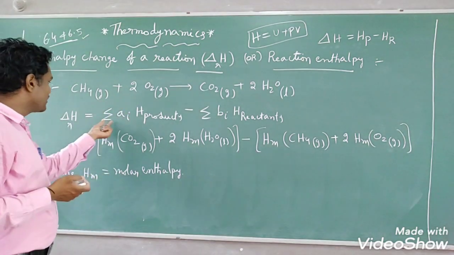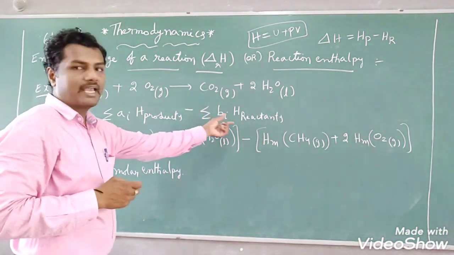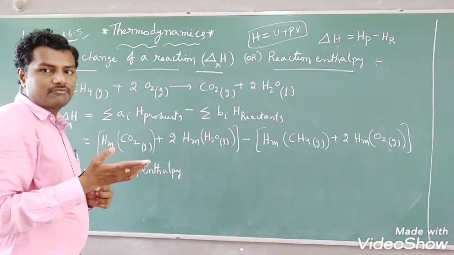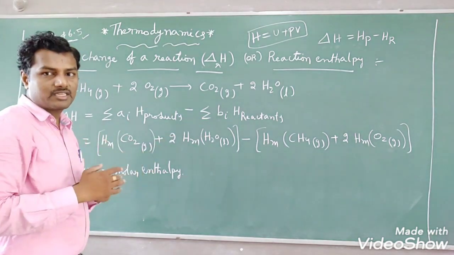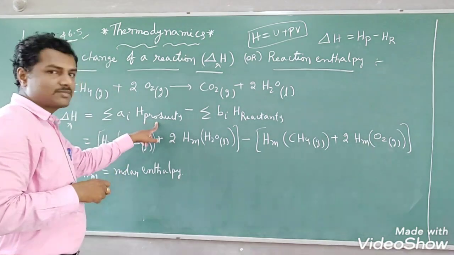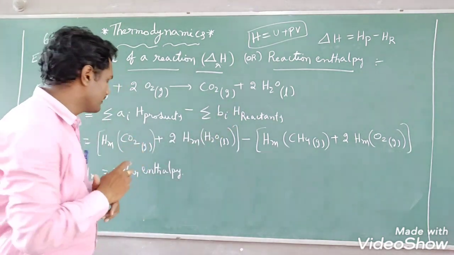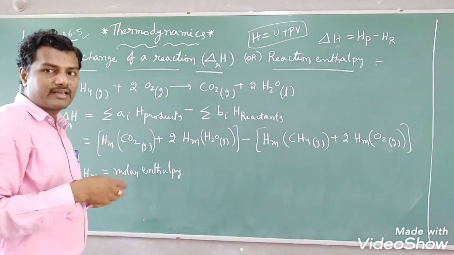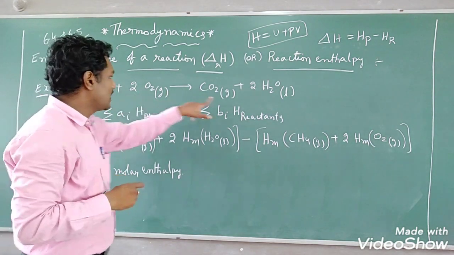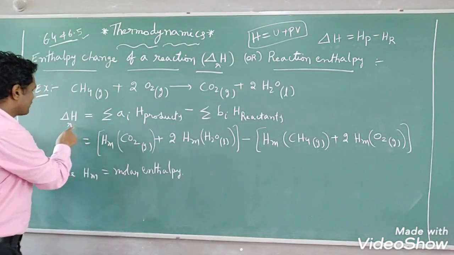We have the formula: summation of AiH products minus summation of BiH reactants. Ai and Bi are the stoichiometric coefficients of products and reactants respectively in the balanced chemical reaction. Now you see that H products means enthalpy of products minus enthalpy of reactant. We have to take those sums if the reaction possesses more than one reactant and product. Here two reactants and two products are there.